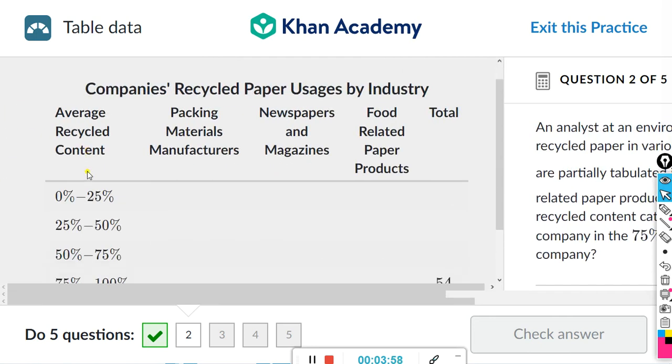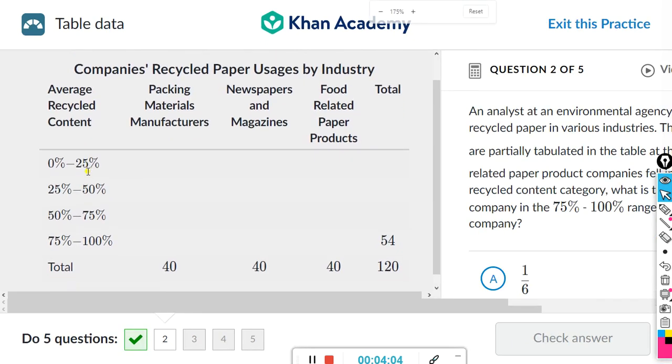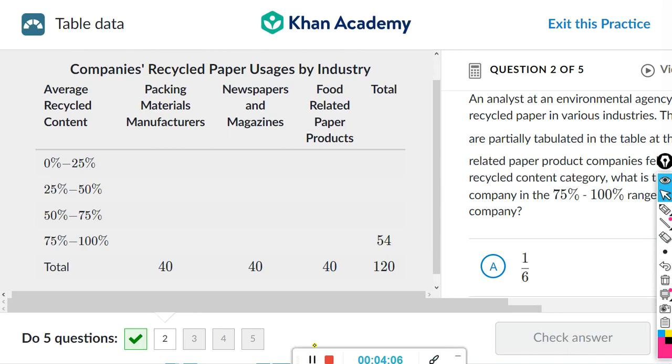Let's see. So it said half of these fell into the 75 to 100 range. Okay, so the total for these is 40. And half of 40 is right here. So, of course, half of 40, or 40 divided by 2, is just 20. So this range right here is just going to be 20.